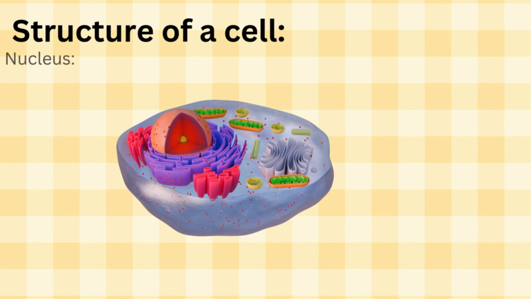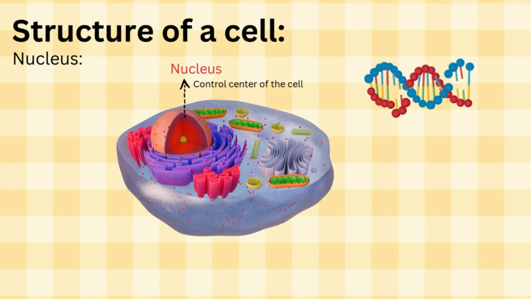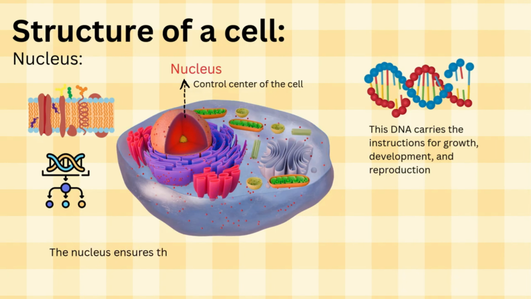Finally, we have the nucleus, which is the innermost part of the cell. The nucleus is often referred to as the control center of the cell because it contains the cell's genetic material, or DNA. This DNA carries the instructions for growth, development, and reproduction. By controlling gene expression and cellular activities, the nucleus ensures that the cell functions in an organized and coordinated way.